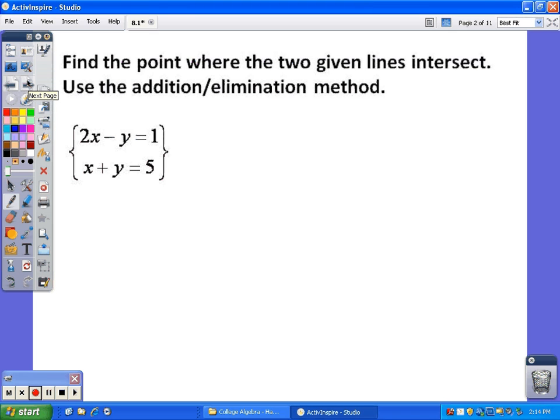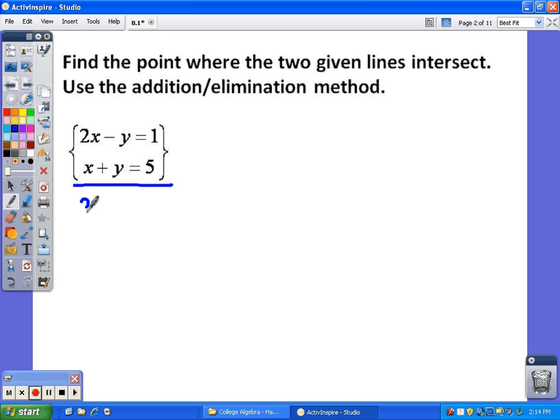Now, to use the addition or the elimination method, what you're wanting is one of your variables to have opposite coefficients. That is, if you have a 2x, you want a negative 2x. If you have a 3y, you want a negative 3y. And if you'll notice in this problem, we do have a variable that has opposite coefficients, and it is our y's. So if we have that, we're going to add our two equations.